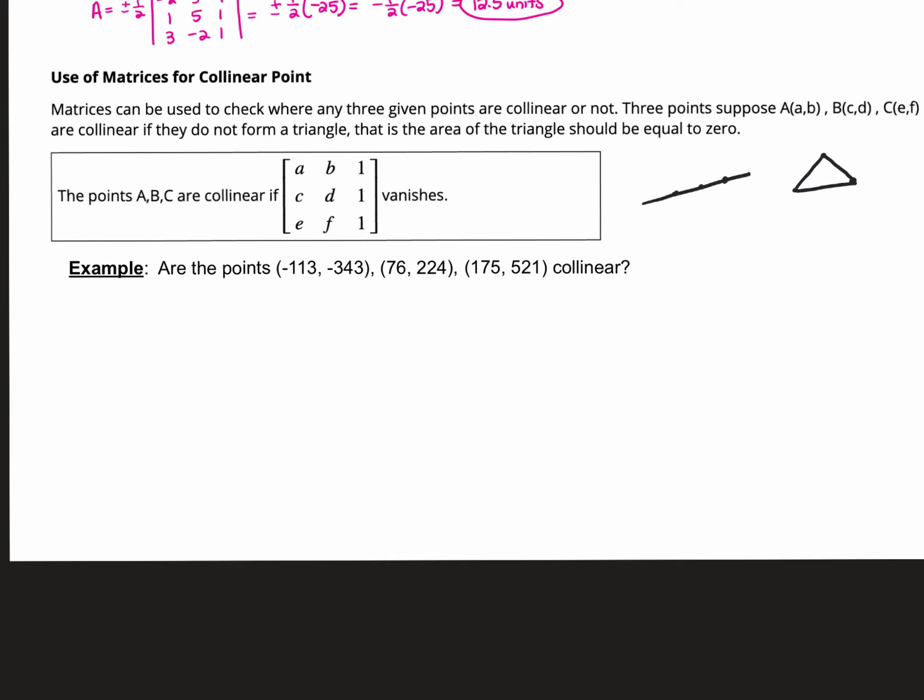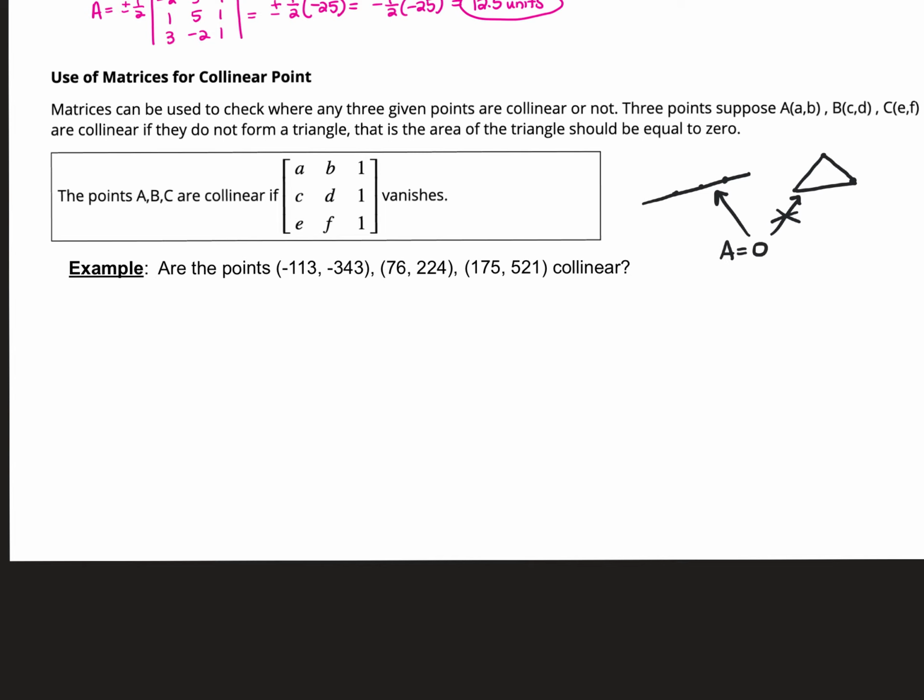So if I use this area of a triangle formula that we just talked about up above, and our area ends up being 0, it can't be a triangle. It has to be a line. So we're going to use the area formula. We're going to use our 3 ordered pairs, plug them in, use our calculator, and find the determinant. And if the determinant ends up being 0, then we have no triangle. It has to be collinear points.